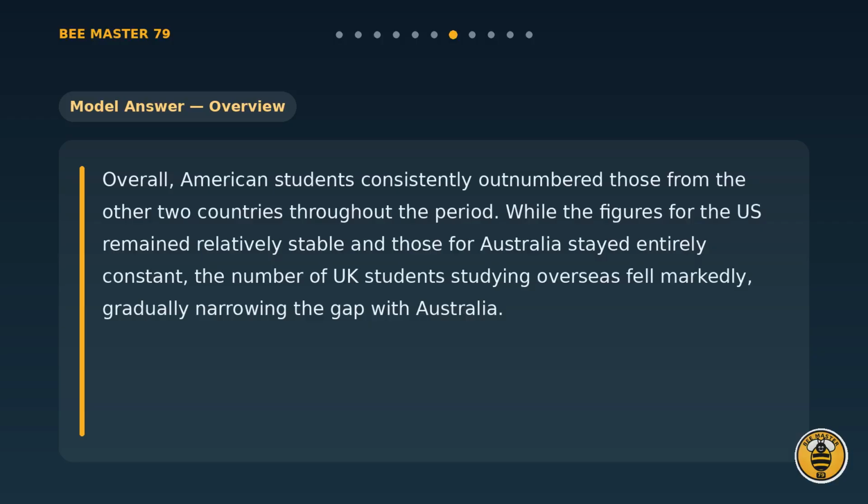Overall, American students consistently outnumbered those from the other 2 countries throughout the period, while the figures for the US remained relatively stable and those for Australia stayed entirely constant. The number of UK students studying overseas fell markedly, gradually narrowing the gap with Australia.